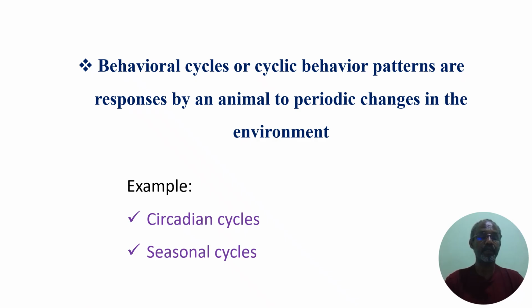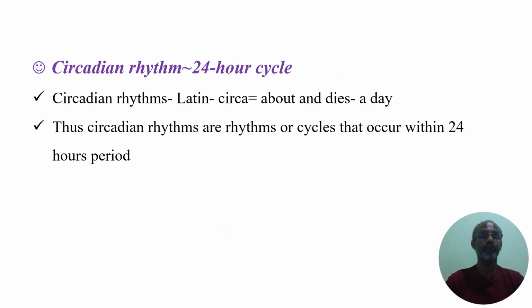Therefore, circadian cycles are cycles that repeat within 24 hours. Seasonal cycles happen seasonally, either twice annually or four times annually, whatever. And circadian rhythm, a 24-hour cycle. Circadian rhythm, from Latin circa, meaning about, and dies, meaning a day, within a day. Thus, circadian rhythms are rhythms or cycles that occur within a 24-hour period.